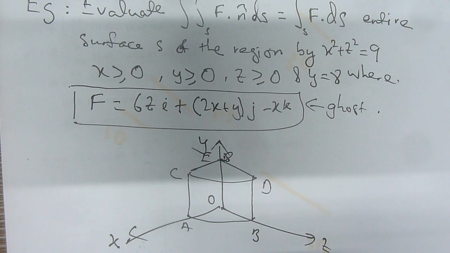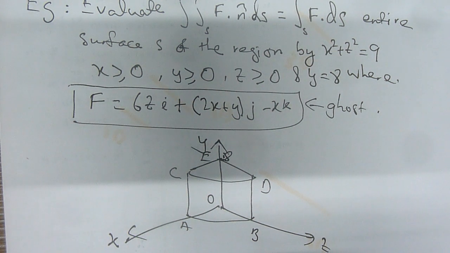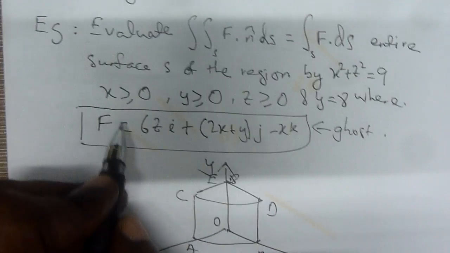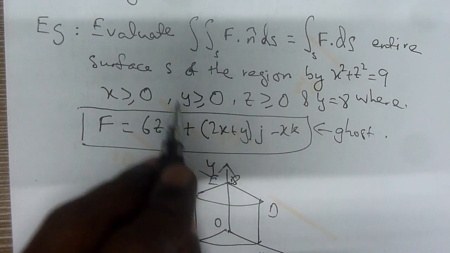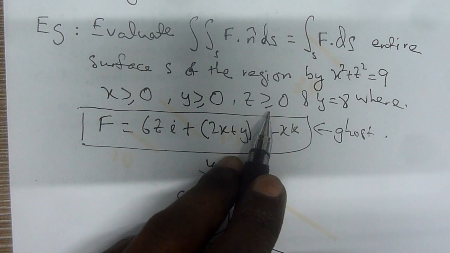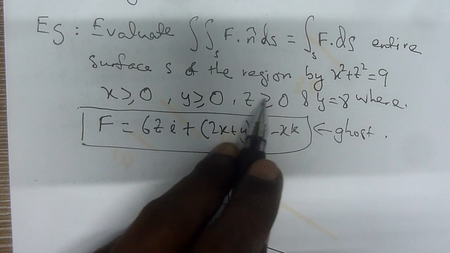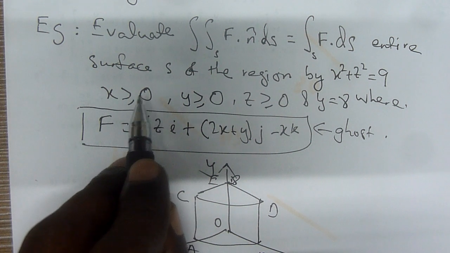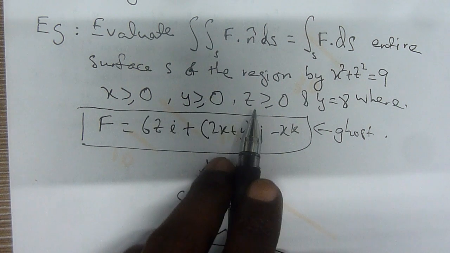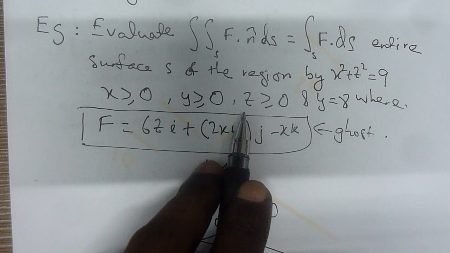A few questions. Maybe I ask you back. How do I know this is the first quadrant? Remember, it very clearly says x is greater than 0, y is greater than 0, z is greater than 0. Sometimes they put equals to 0. Some books put it that way, to indicate that it is the first quadrant they are referring to.